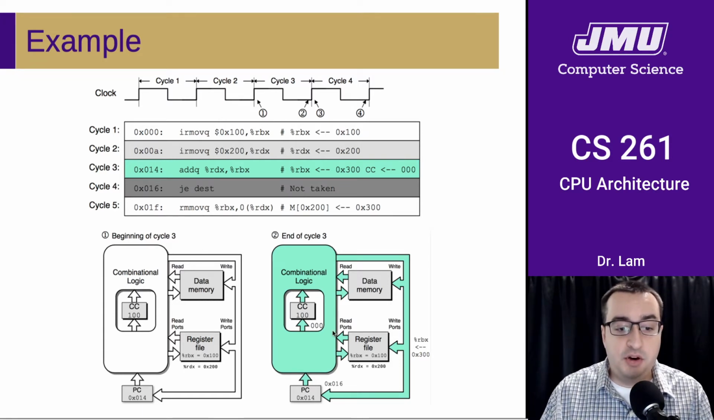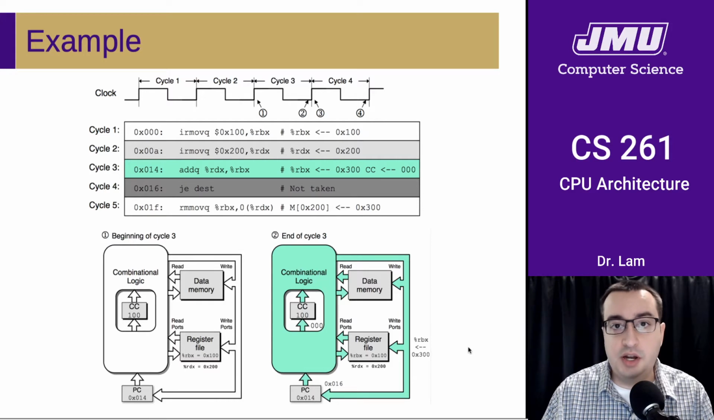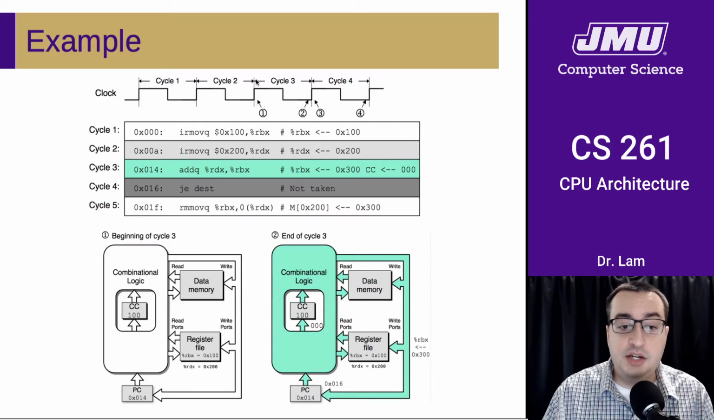Okay, so the diagram here at the bottom shows a high-level overview of what's going on in the CPU at various points in this cycle as the CPU executes this program. We're looking at cycle 3 specifically, so the program is about to execute this add instruction after these first two loads. We are at the beginning of cycle 3, which means the clock tick has just occurred, and we are about to execute this instruction. And the program counter, you can see here, is set to the address of that instruction.